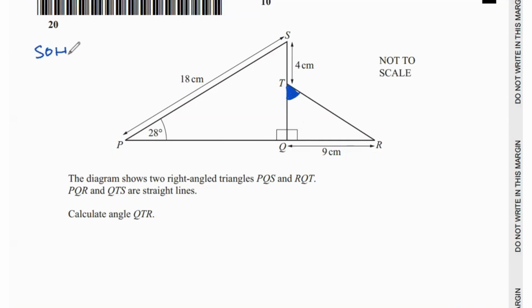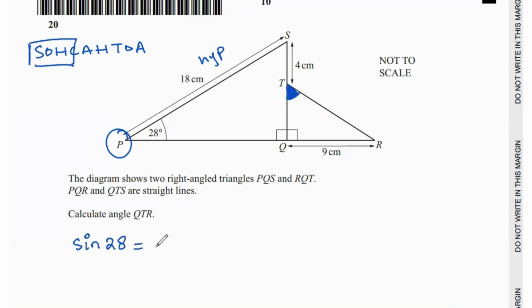We'll use SOHCAHTOA over here because whenever they've given us an angle and a length, it's always ideal to use SOHCAHTOA. So we have the hypotenuse, which is always the diagonal, and we have the angle, and we want to find the length opposite to the angle, so that's the opposite. So opposite, hypotenuse, sine. Sine of 28 equals SQ over 18. So 18 times sine of 28 will give us the value of SQ, which is basically 8.45 centimeters.